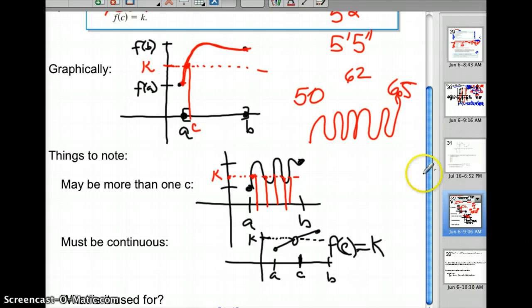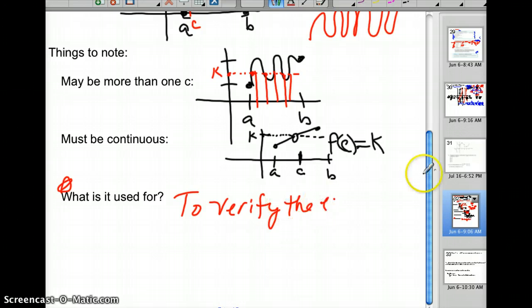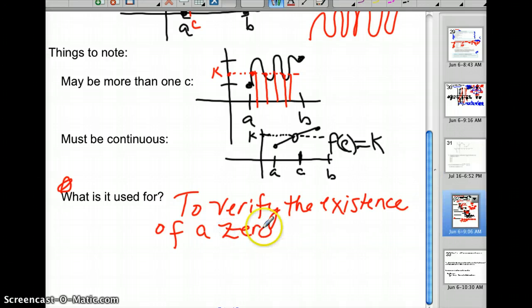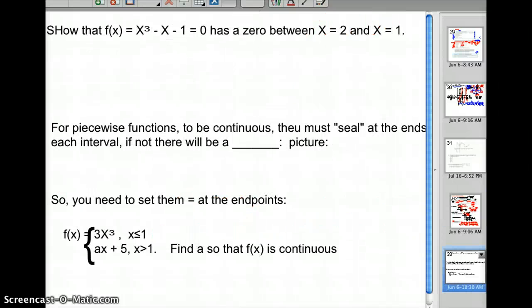And you might be thinking, what is this used for? Basically, what we use this for the most is to verify the existence of a zero in an interval. Basically an x-intercept. So on the next page here, I'm going to move it on over. I'm going to go do just that.